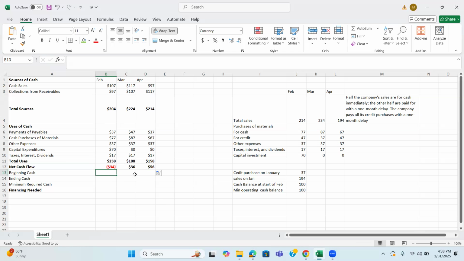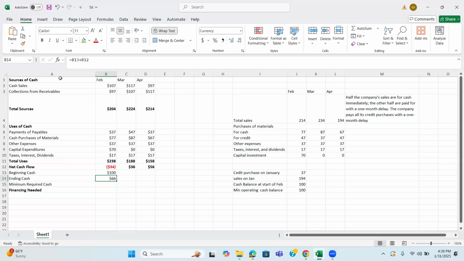Okay. So what do we have on our beginning cash? Let's look at that. Is there any information given to you? Yes. Cash balance at the start of February is 100, right? So your beginning cash is 100. And for your ending cash, you have 100 beginning cash and net cash flow of 34, so you have to adjust these two, right? So you adjust 100 with the difference, and it should be 66.